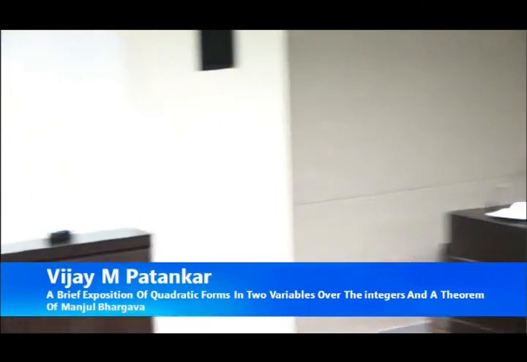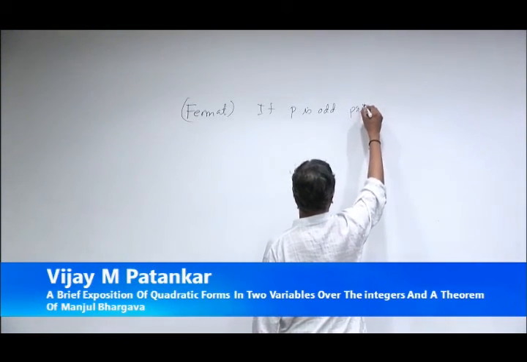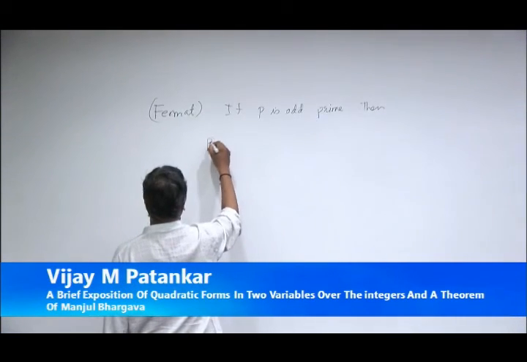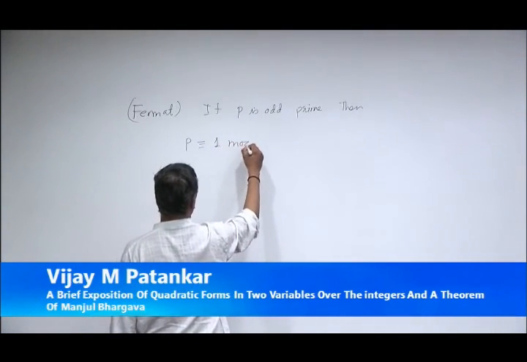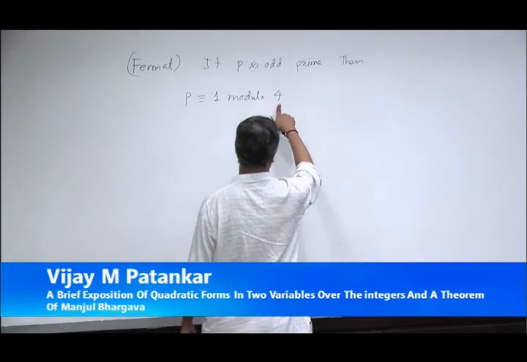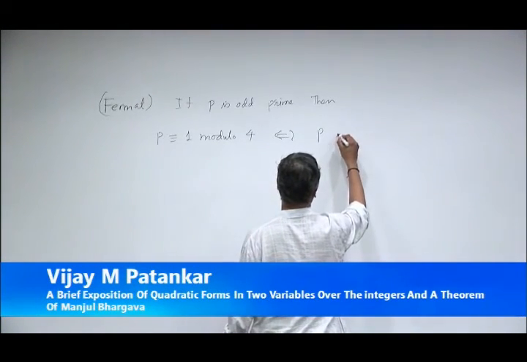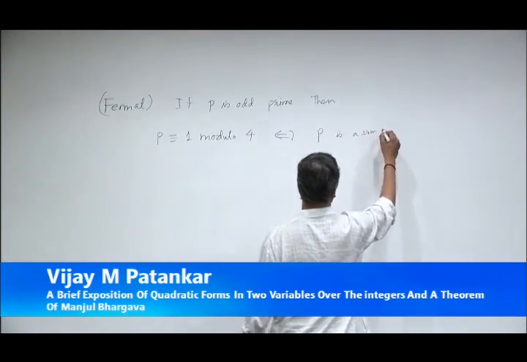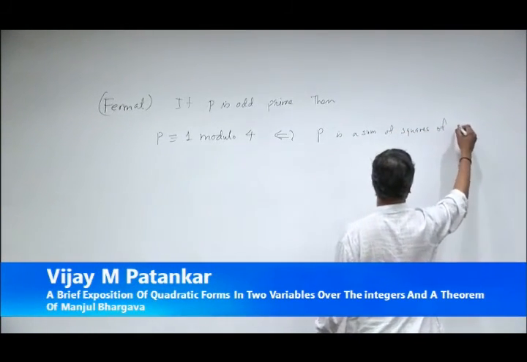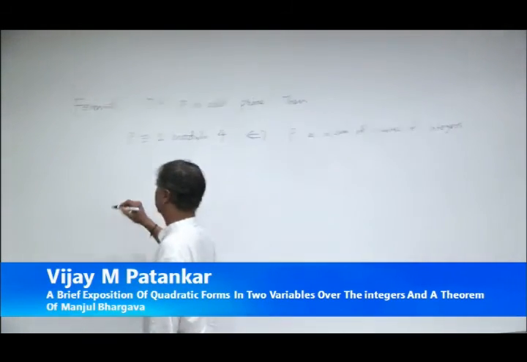If P is an odd prime, I missed the word odd in the abstract, then P is congruent to 1 mod 4. That means P leaves a remainder 1 when divided by 4 if and only if P is a sum of 2 squares of integers. Yeah, so what does it mean?